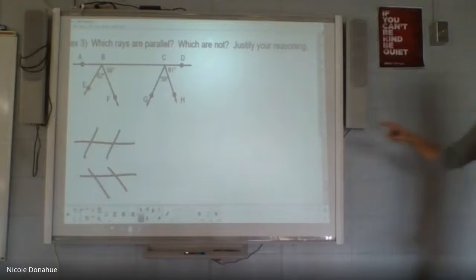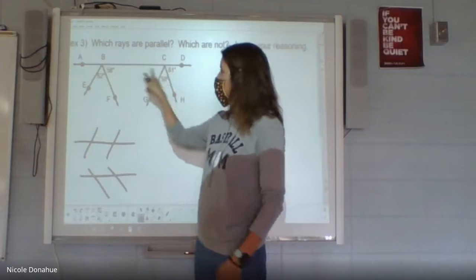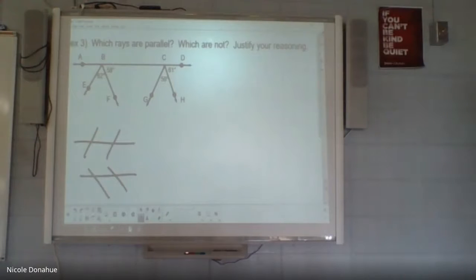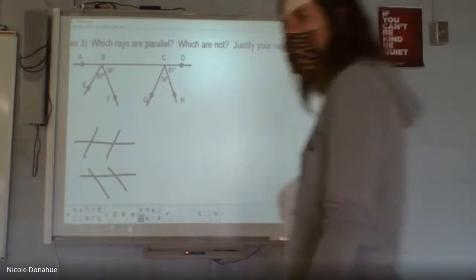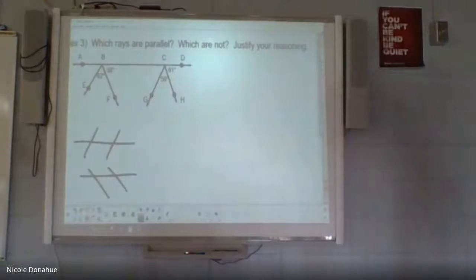Because 58 and 61, if these were corresponding, they should be congruent, or those angles should be congruent. Anyone figure out what else you know about this? Some of you guys are grabbing your calculator, that's probably a good idea, or doing some math in your head. What else do you know about this drawing? Dawson, what'd you figure out? Or are you still working on the other one?